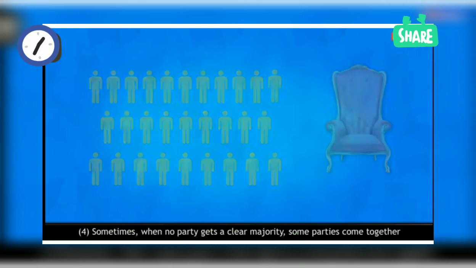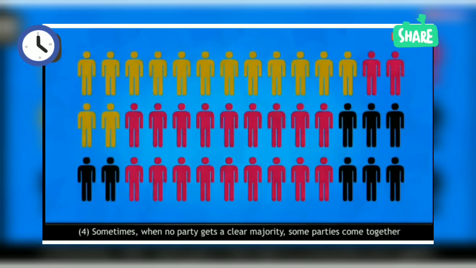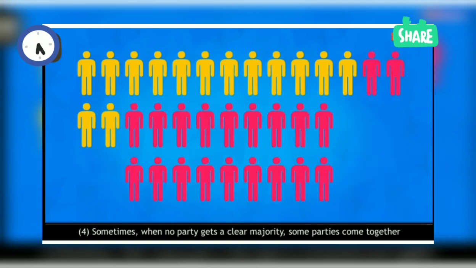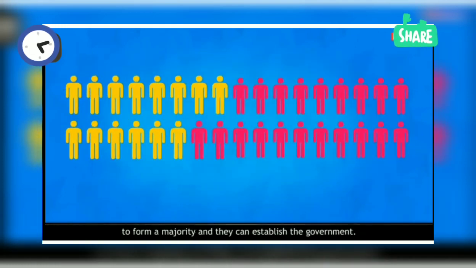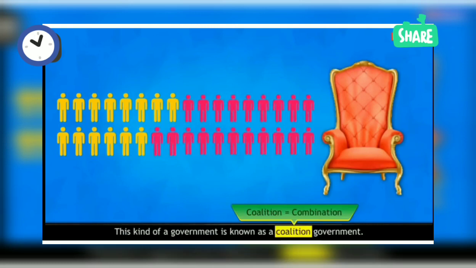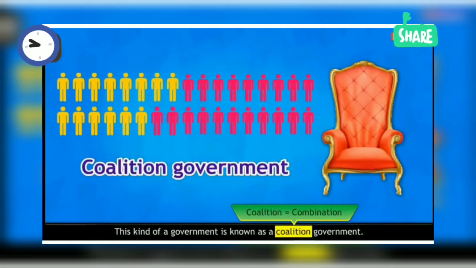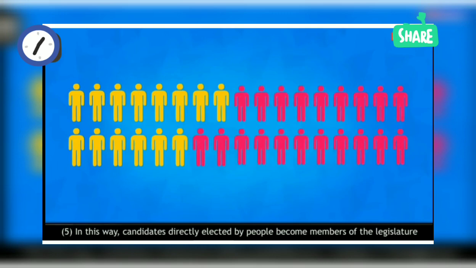The party that wins the election forms the government. For example, BJP won, that's why the Prime Minister is Mr. Narendra Modi. Sometimes there is no clear majority, and then parties collaborate with each other and form a government together, and that type of government is known as a coalition government. In this way, candidates directly elected by people become members of the legislature.